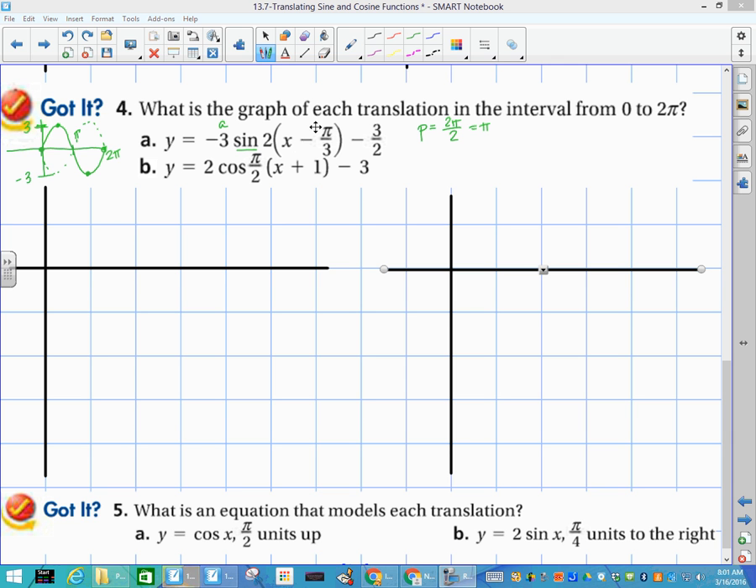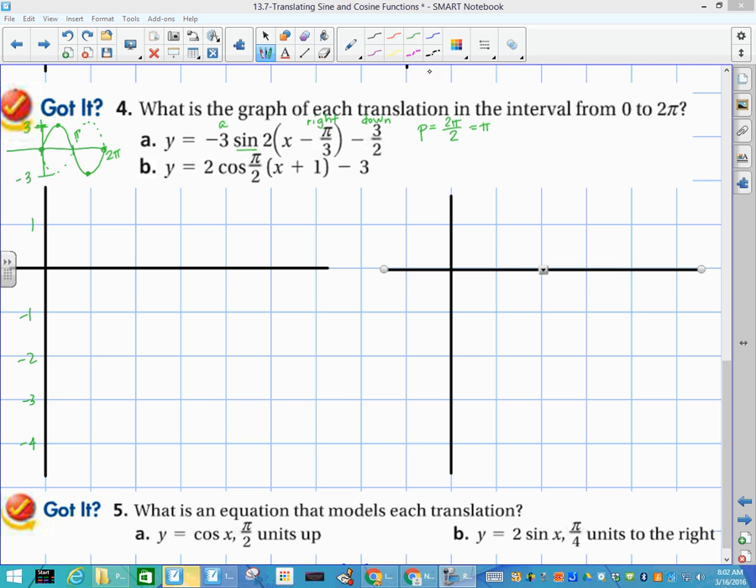And then the minus pi over 3 means I'm going to shift it to the right. And the minus 3 halves means I'm going to shift it down. So what we've been doing is the y-axis first, because it's usually easier. So let's go do that. I'm going to label this by 1. So that's 1, -1, -2, -3, -4.